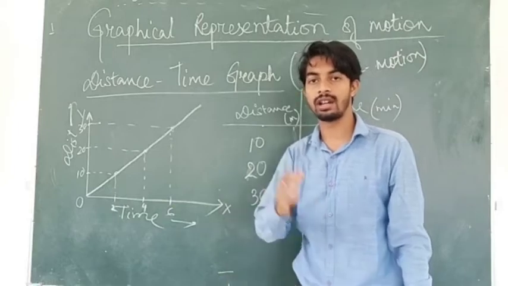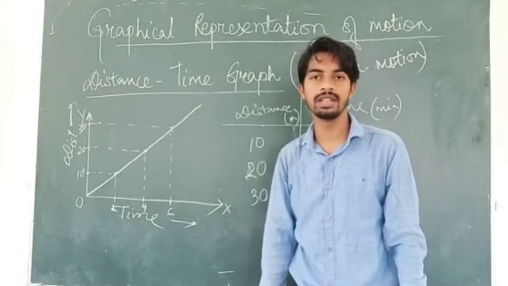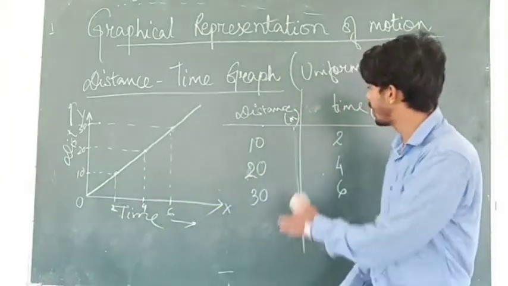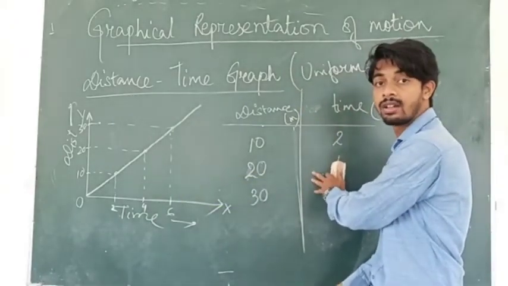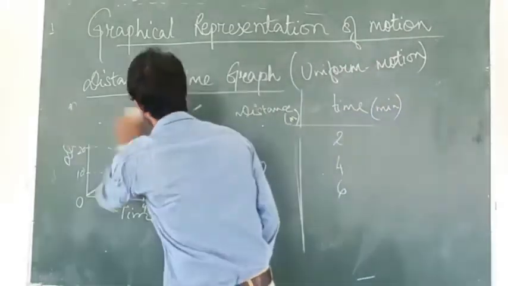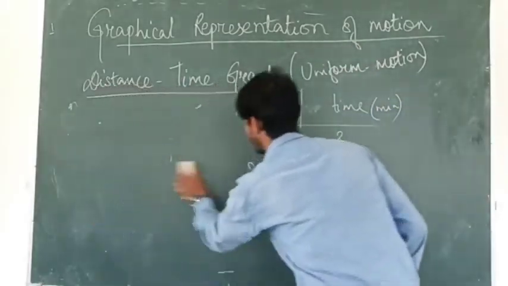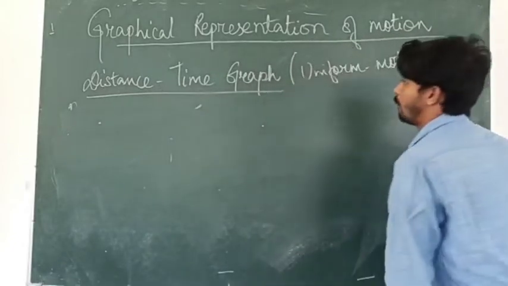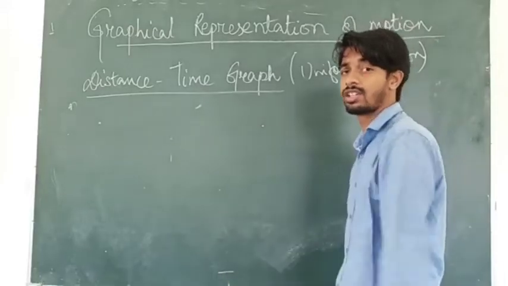Now we will go in the reverse of this process. That means we will first start with the graph and we will try to move up to this conclusion or this result. So I am just rubbing this one down. This was just for understanding. So let's first look at the distance time graph for uniform motion, as I just told you.